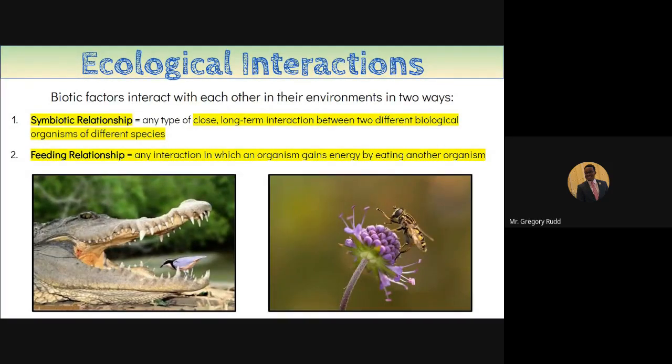Feeding relationships are interactions in which organisms gain energy by eating other organisms. And again, different species here. There are cannibals that exist in nature. There are cannibalistic organisms. Roaches and rodents have been known to be cannibalistic in dire situations. Even some larger mammals have been cannibalistic in dire situations when there is no other food present. But these feeding relationships that we will discuss today characterize primarily organisms that are eating other species.